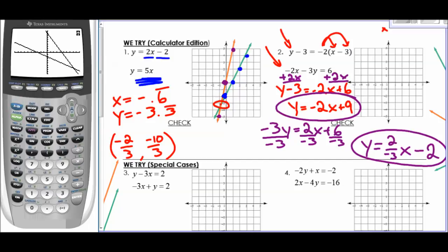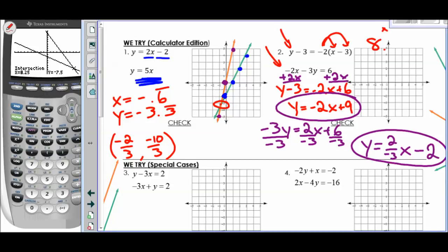Now I can hit second and calc, or second and trace. Scroll down to 5, and that will tell me my intersection. I'm going to hit enter 1, 2, 3 times, and that tells me my intersection. These two lines intersect at 8.25, comma, negative 7.5.